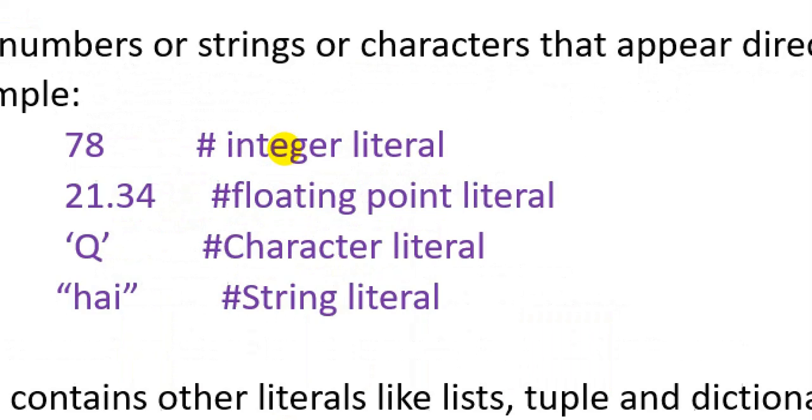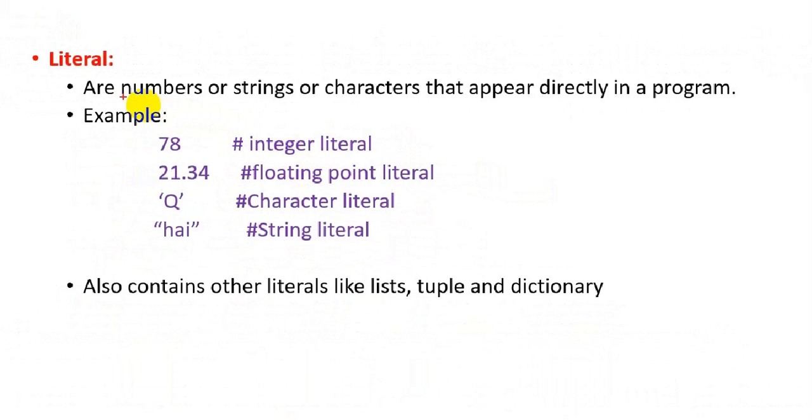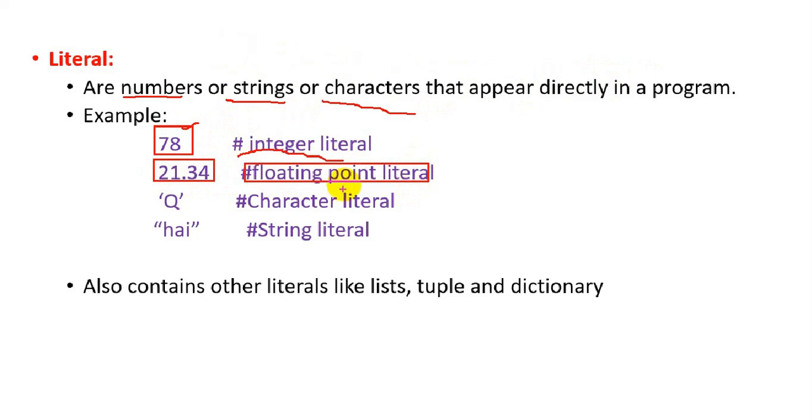First, literal. A literal is a number or a string or characters that appear directly in a Python program. So normally 78 is an integer. This is known as an integer literal. 21.34 is a floating point literal. Q is a character literal. Hi is a string literal. Python also contains other literals like list, tuple, and dictionary. These literals will be discussed in forthcoming video lectures.